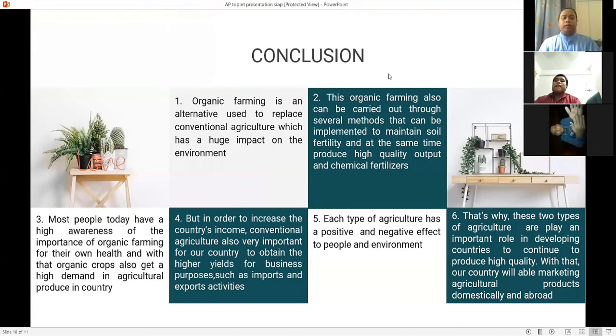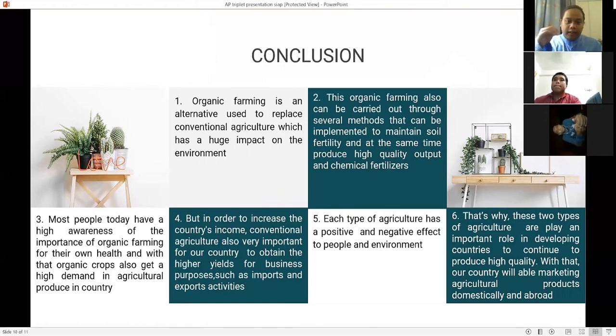So in conclusion, organic farming is an alternative to replace conventional agriculture, which has a huge impact on the environment. This organic farming can also be carried out through several methods that can be implemented to maintain soil fertility and at the same time produce high quality output without chemical fertilizers. Most people today have a high awareness of the importance of organic farming for their own health, and with that, organic crops also get a high demand in the country's agriculture produce.